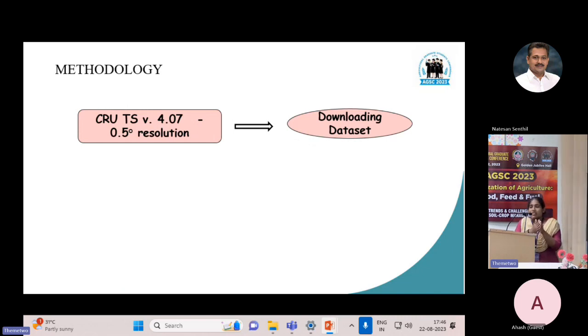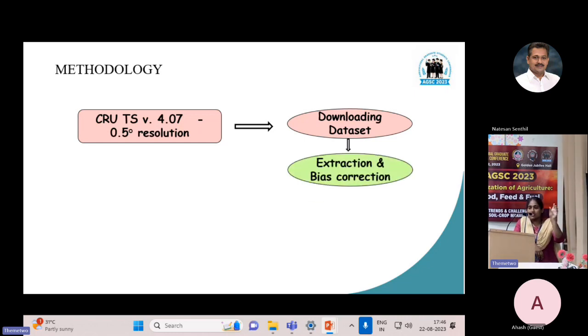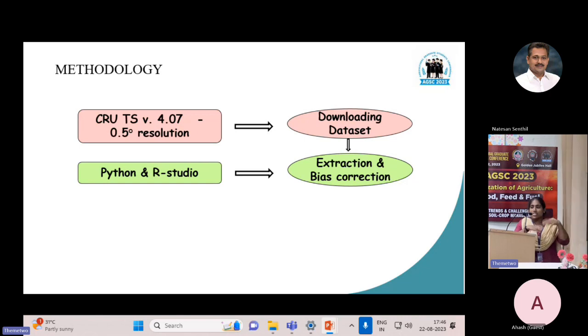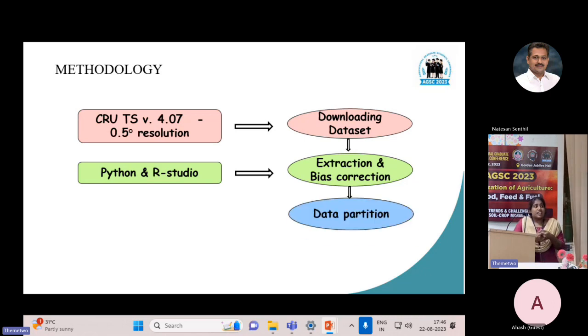Coming to the methodology, we downloaded the data sets in NetCDF format. We downloaded the CRU Climate Research Unit time series data at 0.5 degree resolution. Then we extracted that NetCDF file, which is at global scale, into Tamil Nadu points, and we also bias corrected and checked the data using Python and RStudio libraries. Then, as said previously, we partitioned the 100 years of data using Python libraries, and we analyzed the trend using the PyMannKendall library.